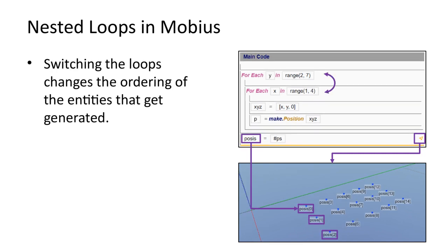Here, we have switched the order of the two for each loops. In this case, the outer loop iterates over the Y values, and the inner loop iterates over the X values. As you can see, the positions are now listed in row order, in the X direction.